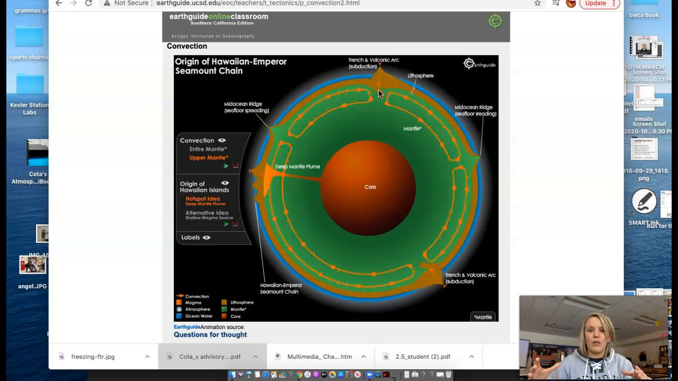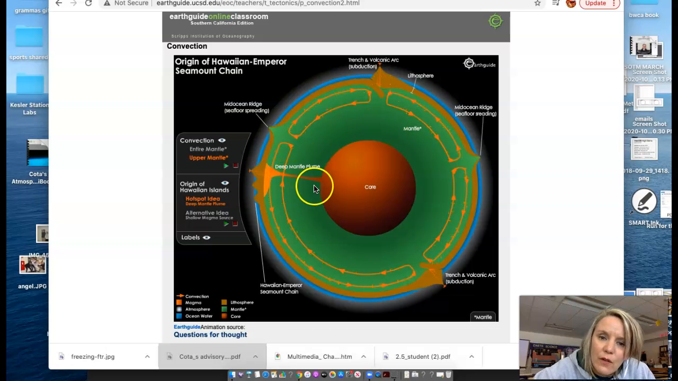And what happens with those is that there is some sort of a mantle source shooting up through the middle of a plate. See how here's a plate edge and here's a plate edge?